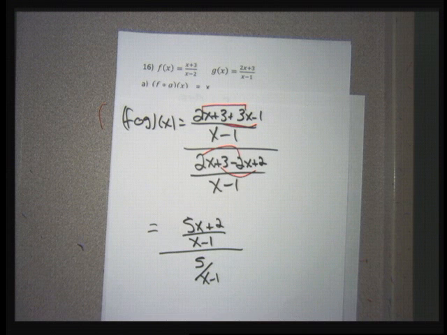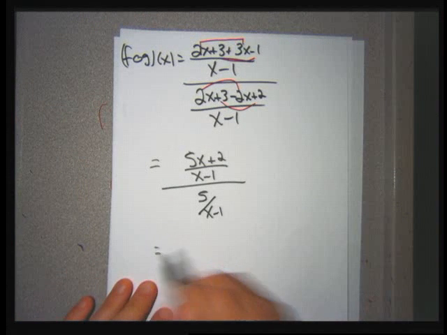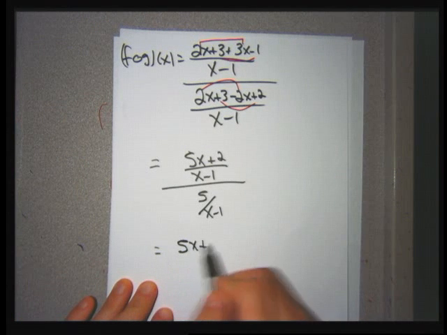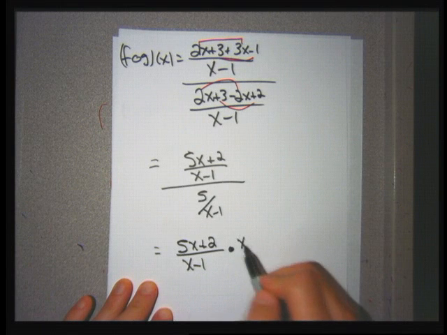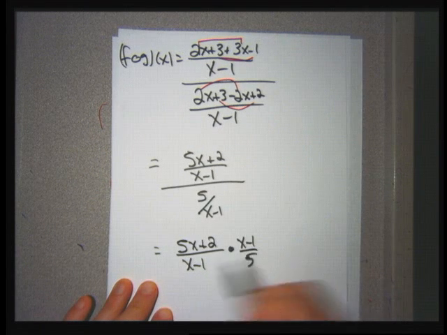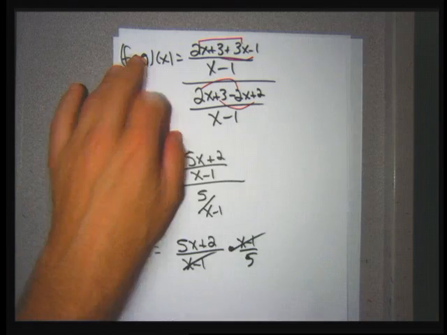Works. So I have a mistake. First of all, I knew I had a mistake because I was getting to this point right here, and I was going to invert and multiply. I'm going to get 5x plus 2 over x minus 1 times x minus 1 over 5. I was going to cancel the x minus 1s. I'm going to have 5x plus 2 over 5. That's not equal to x. That's not a good thing because f composed with g of x is supposed to equal x.